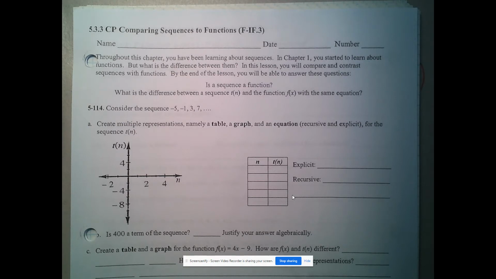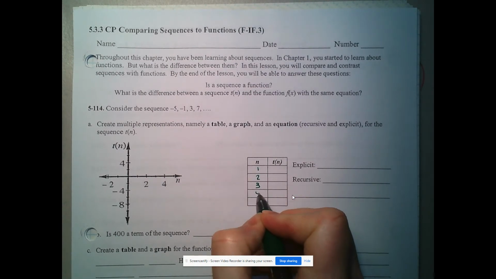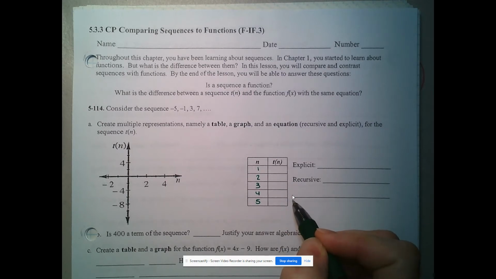Is a sequence a function? What is the difference between a sequence, t of n, and the function, f of x, with the same equation? Consider the sequence -5, -1, 3, 7. Create multiple representations. All right, so anytime we're going to create a table, we're going to go 1, 2, 3, 4, 5. We want to go in order. It's easiest to see the growth pattern if we go in order.